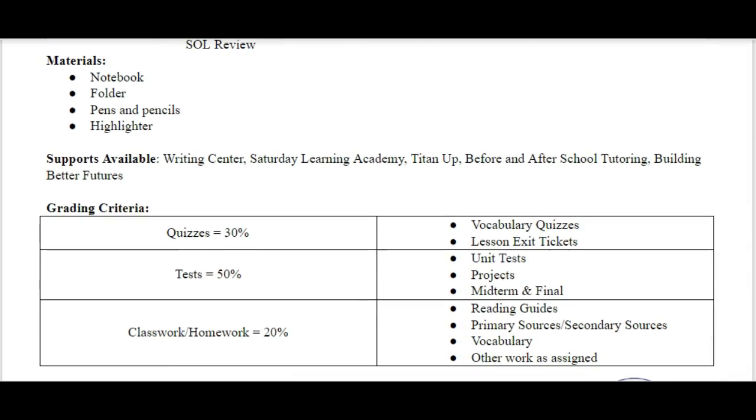What you are going to need for my class: you will need a notebook and folder. So please make sure you get those. You can leave those in the room. We'll make sure there's a special space for them. I recommend that they stay here so that way you always know where they're at. So please make sure you get those as soon as possible.